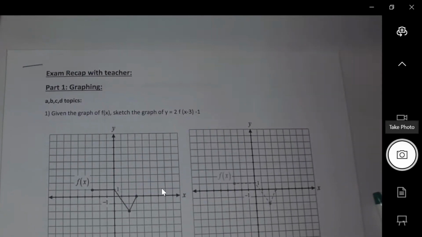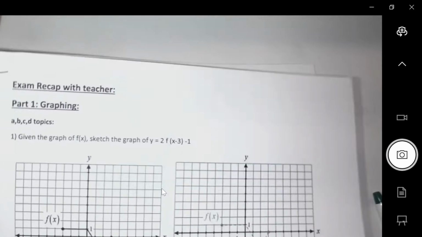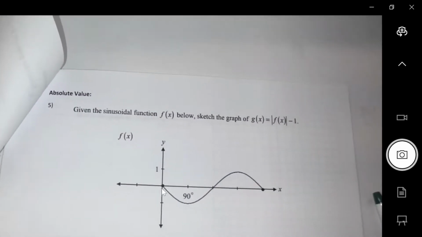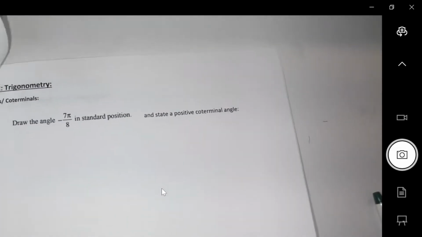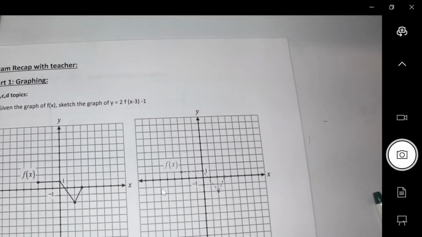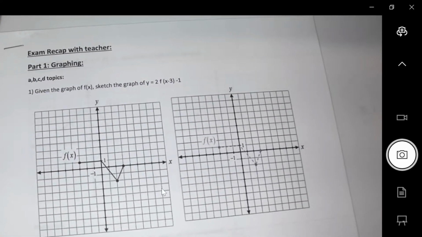Okay, back to all the graphing. Wait, or should we start with trig? No, start right at the start. Start at the start, because we started with trig. Alright, listen, I think we should just start at the start. Okay. All the graphing. You ready?